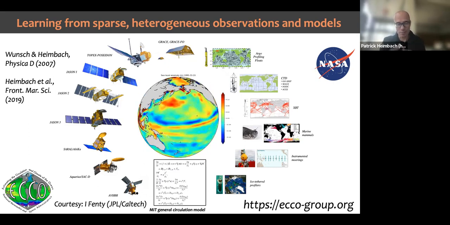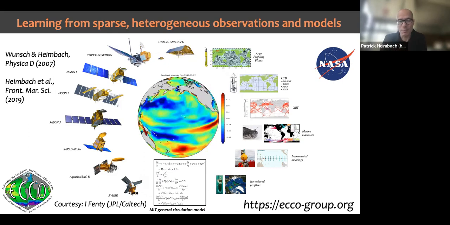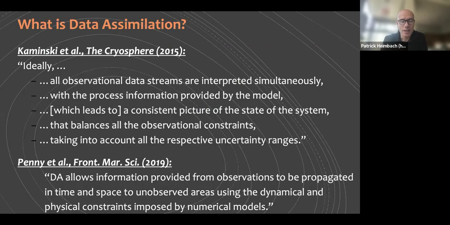And of course, the method to do this is broadly called data assimilation. And what is data assimilation? I'm using here two really nice quotes that I hardly could formulate any better. One is from colleague Kaminski et al. in 2015, who says that ideally all observational data streams are interpreted simultaneously with the process information provided by the model, which then leads to a consistent picture of the state of the system that balances all of the observational constraints, also taking into account all the respective uncertainty ranges.